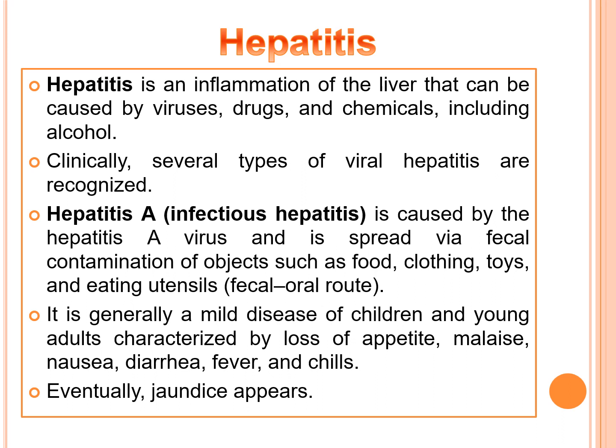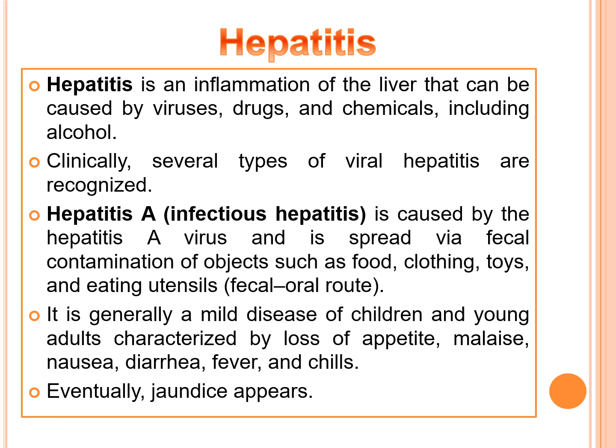Next, coming to hepatitis. Hepatitis is an inflammation of the liver. Hepato means liver. Hepatitis can be caused by viruses, drugs, and chemicals, including alcohol. Clinically, several types of hepatitis are recognized. The first is hepatitis A, which is also called infectious hepatitis. It is caused by hepatitis A virus and is spread via fecal contamination of objects such as food, clothing, toys, and eating utensils.